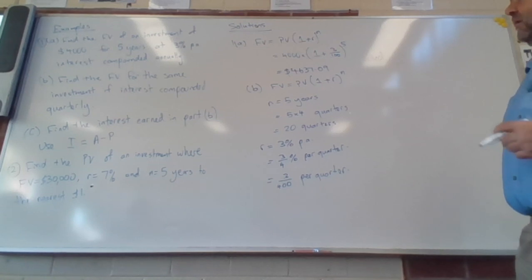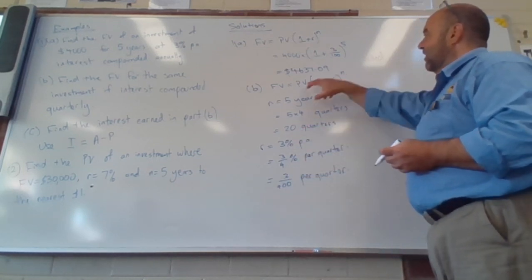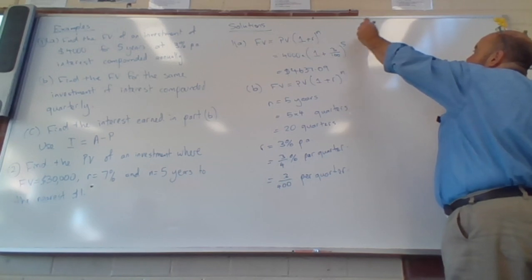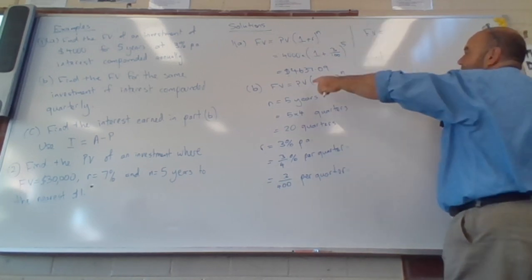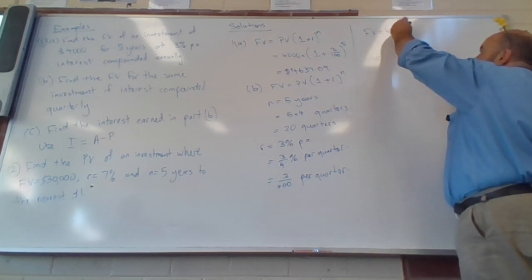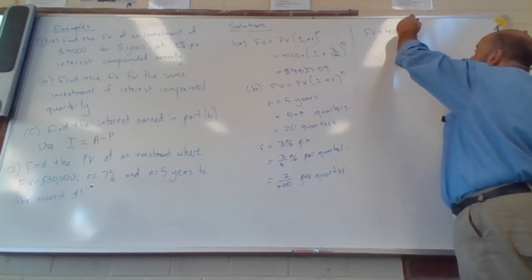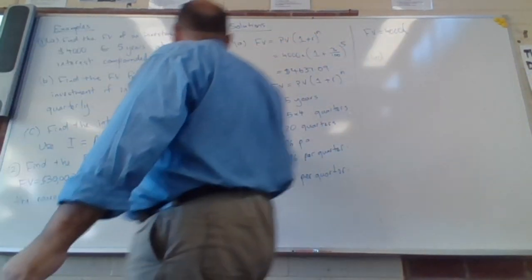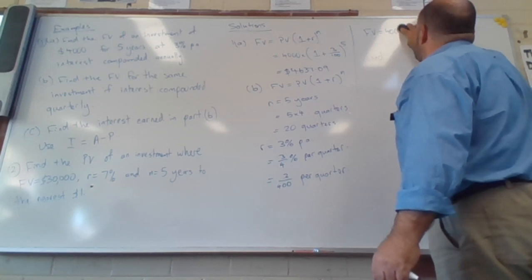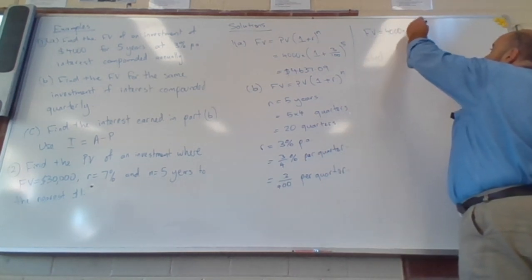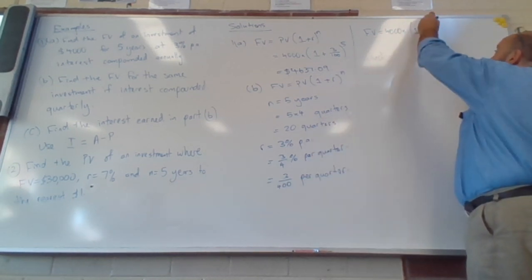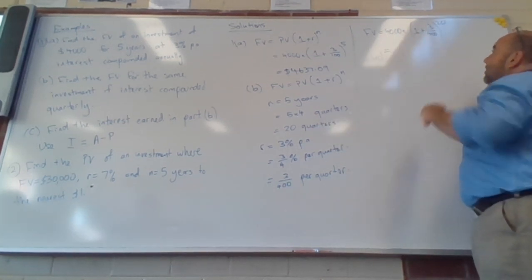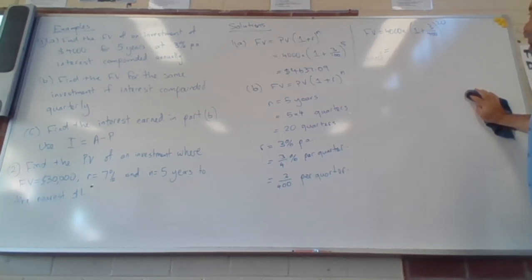3/400ths per quarter. And then we just take these numbers, our 20 and our 3/400ths, and our present value, which is still $4,000 for the question, and we substitute them. So our future value is worth $4,000 times 1 plus, let me fix that. My apologies. $4,000 times 1 plus, now remember our R was 3 over 400 to the power of N, which was 20 quarters. So can we have a volunteer punch that in for us, please?